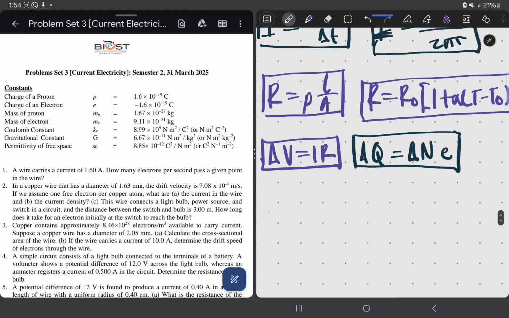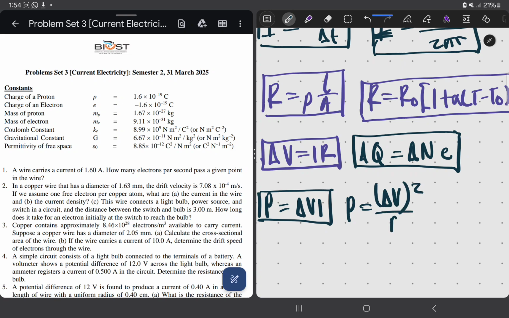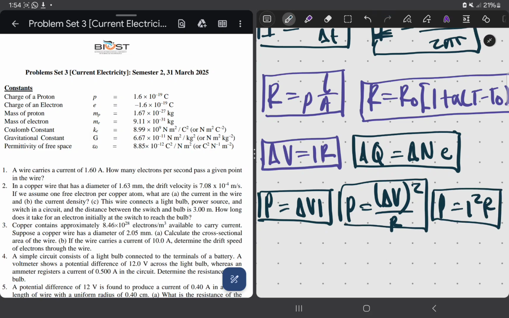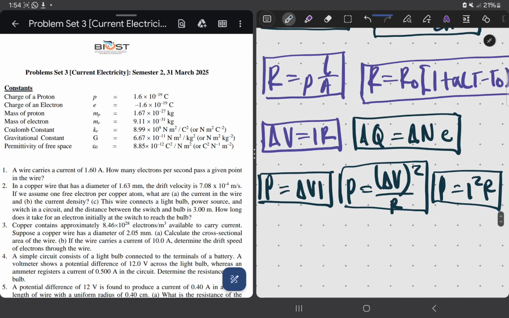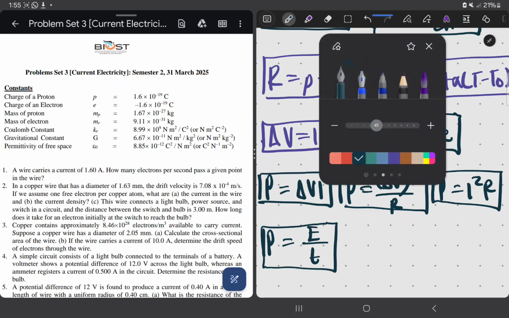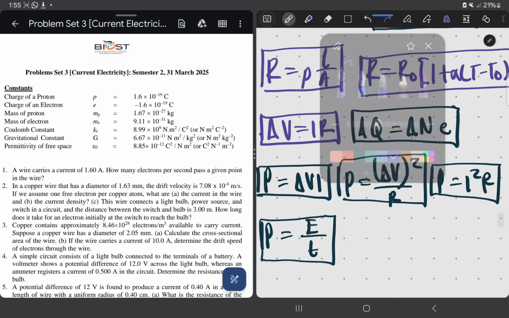What other important one? P. Oh, we can put for P. P is going to be delta V times I. Then the other one is going to be power equals delta V squared, delta V all squared divided by R. Then we can have another one which says P is equal to I squared R, which is the power dissipated or power lost. Right? Then we are going to have 1, 2, 3. Then the fourth one is power is energy over time. Okay? And we use this a lot when we're calculating cost of electricity, because we need to find energy, we make energy the subject, and so on.